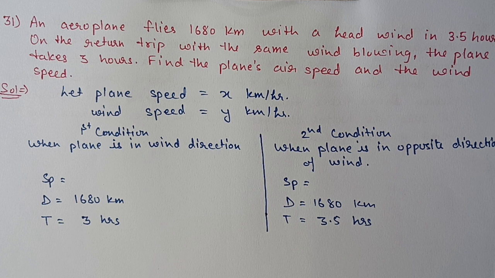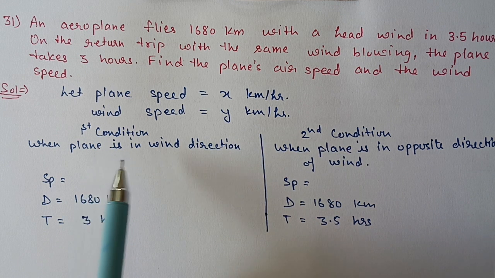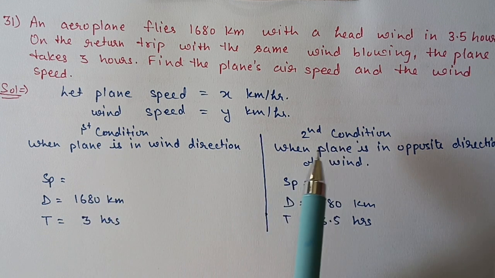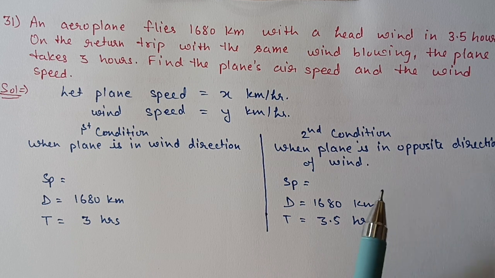This is a similar type of question to question 30, but here in place of a boat we have an aeroplane, and in place of water we have wind. The concept is the same. So the first condition we will take when the plane is in the wind direction, and the second one when the plane is in the opposite direction of the wind.